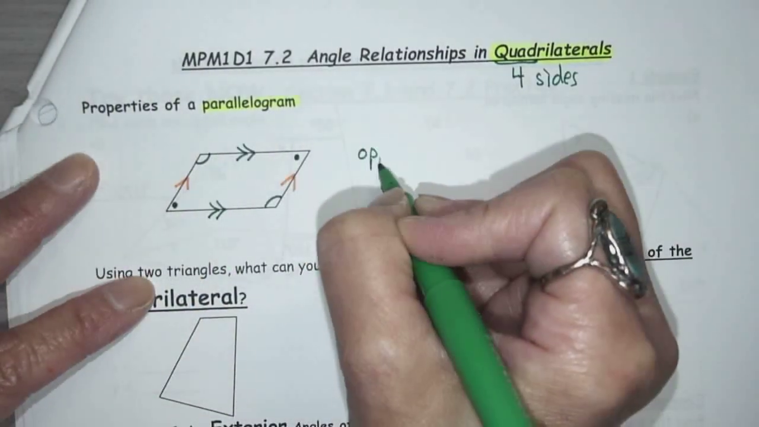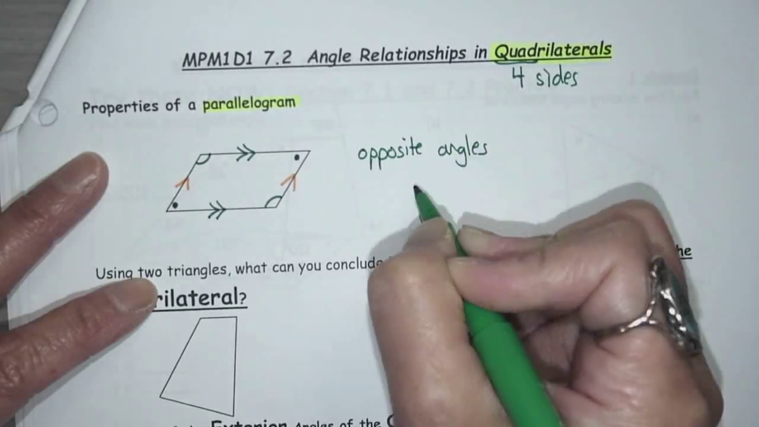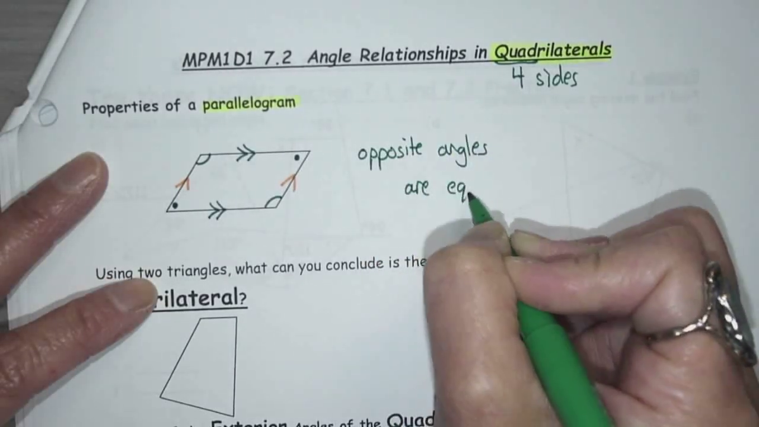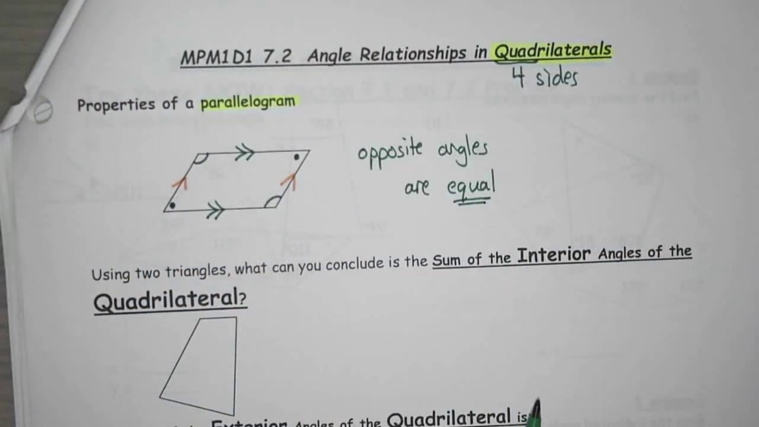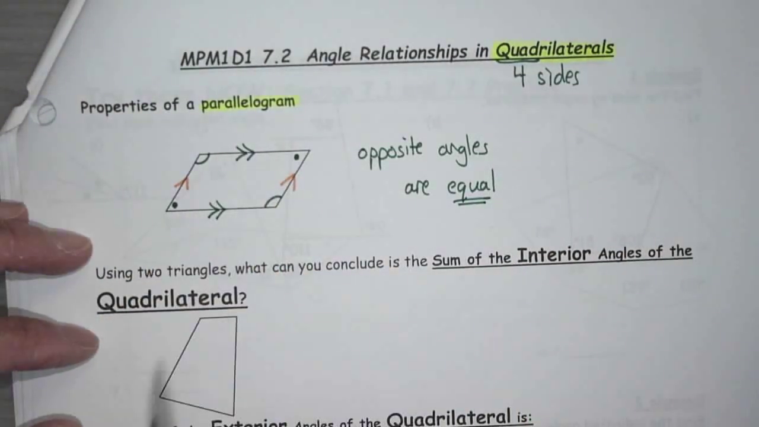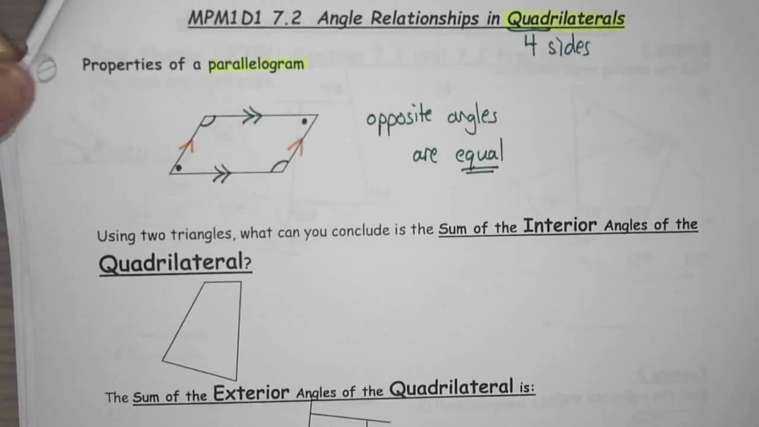So opposite angles are equal. Those opposite. So this one and this one, those opposite angles are equal, and this one and this one. And you can even see it on the diagram how they are very symmetrical.